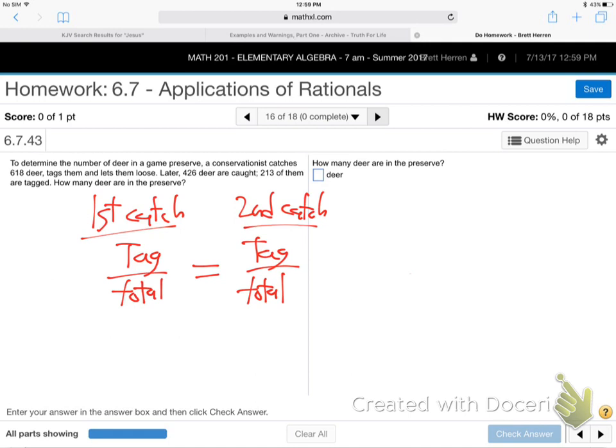Okay, let's do it. 608, here comes the first. Again, same thing, they're going to be three numbers. 618 deer. What does he do with them? He tags them and lets them loose. So those are the 618 tagged deer in the first catch.